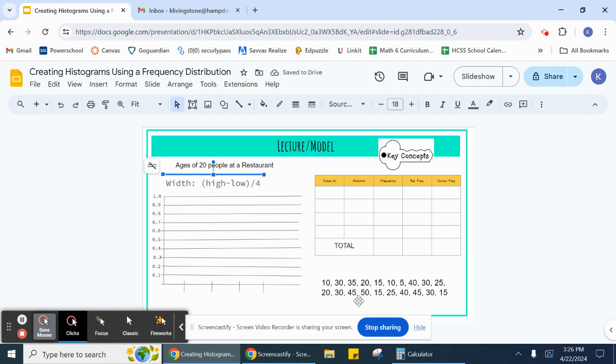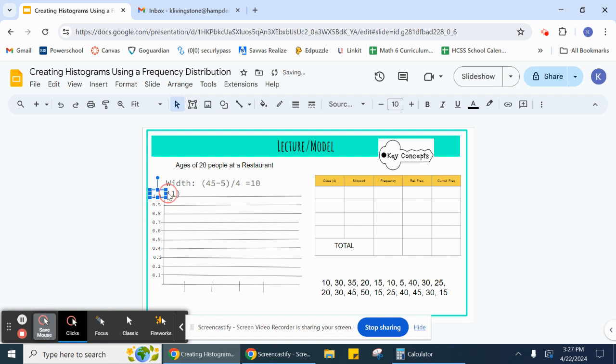Highest number is 45. Lowest number is 5. So highest minus lowest is 40, divided by 4 is 10. But remember, we also have to round up, because if you don't, you won't have enough space. Even if it's not a decimal, you still go up to the next number. So we have 40 divided by 4, which is 10. So our width is going to be 11.